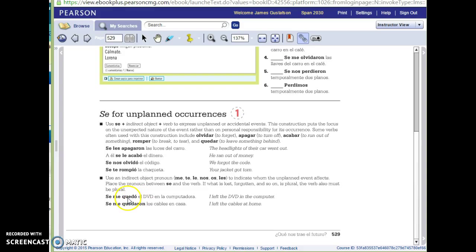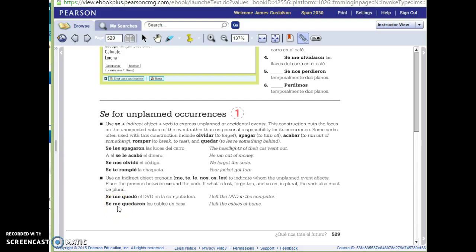All right. "Se me quedó el DVD en la computadora." I left the DVD in the computer. Literally, the DVD remained in the computer on me. That's the literal translation here. So for "quedar," which just means to remain, it's a little bit of an odd construction for English speakers, but it's when you leave something behind. "Se me quedaron los cables en la casa." I left the cables at home. Well, the cables remained at home on me.